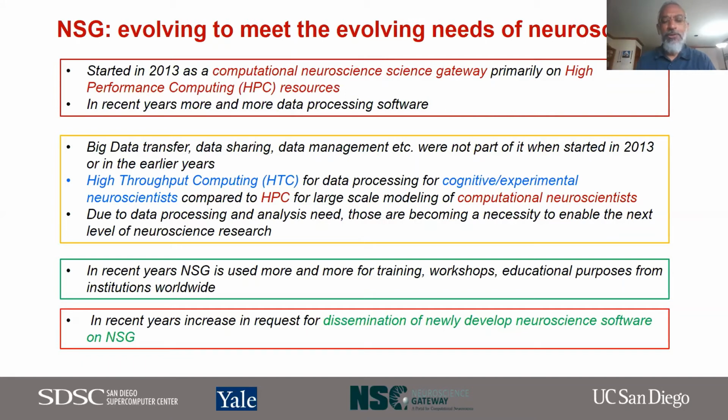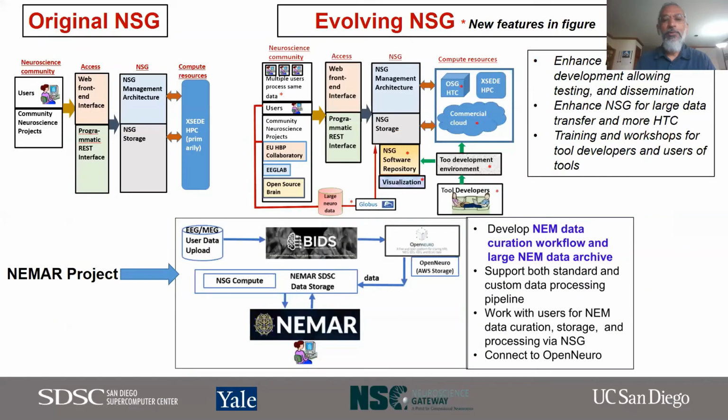So these are the new features that NSG is starting to provide as more users from the data science side join NSG. There are more and more training and workshops happening using NSG in recent years. And another thing we found from the community is that some of you are developing neuroscience software and you want NSG to be a dissemination platform for neuroscience software. So that's another angle NSG is taking in the coming years.